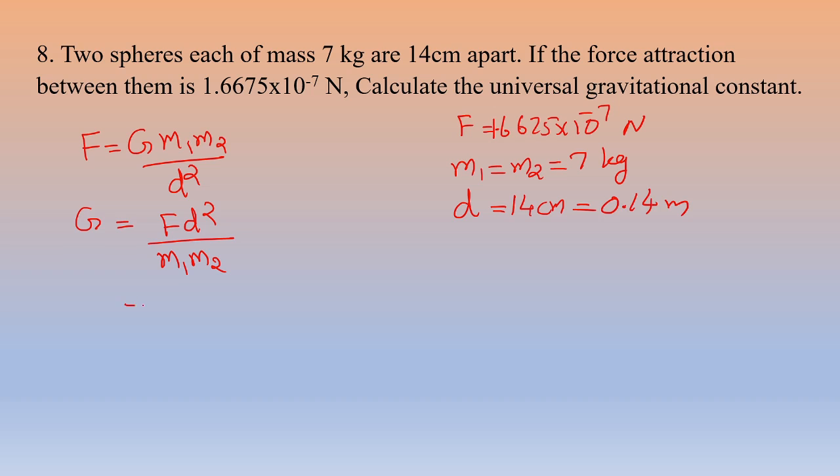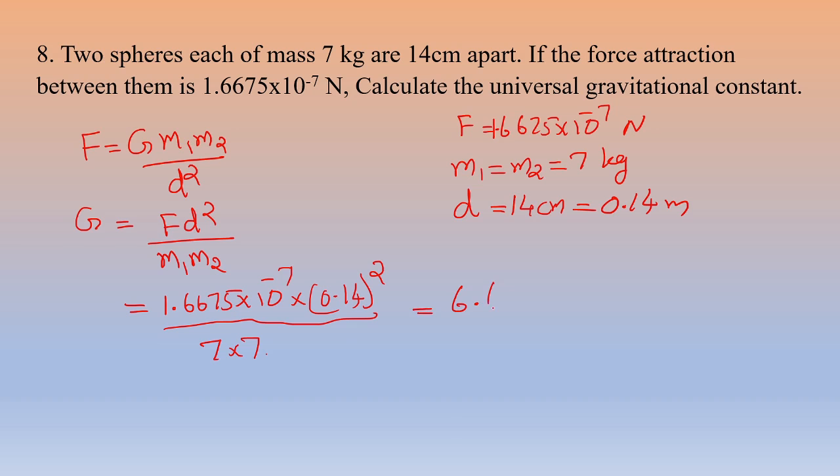So we can substitute: G is equal to 1.6675 into 10 raised to negative 7 into d square, that is 0.14 whole square, divided by 7 kilogram, that is 7 into 7. So after the calculation, you will get the value of capital G as 6.67 into 10 raised to negative 11 Newton meter square per kilogram square.